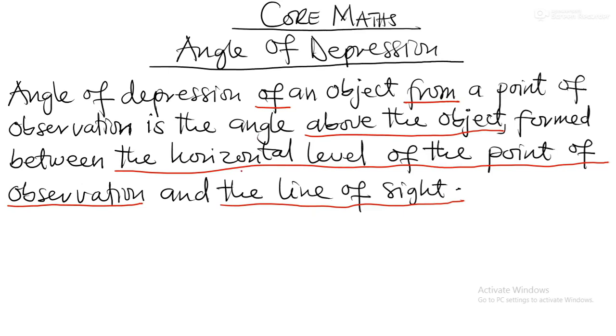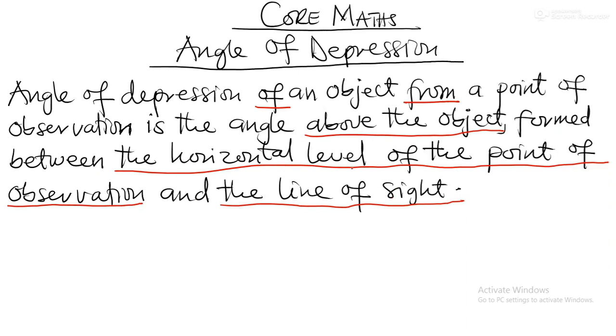Good. So this is the definition of angle of depression. Angle of depression of an object from a point of observation is the angle above the object, formed between the horizontal level of the point of observation and the line of sight.